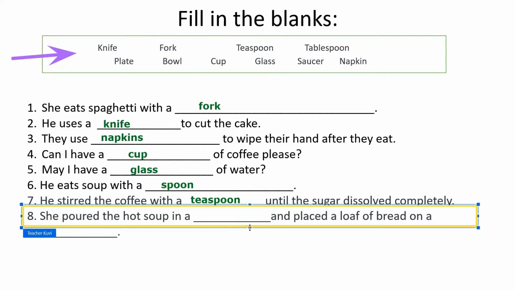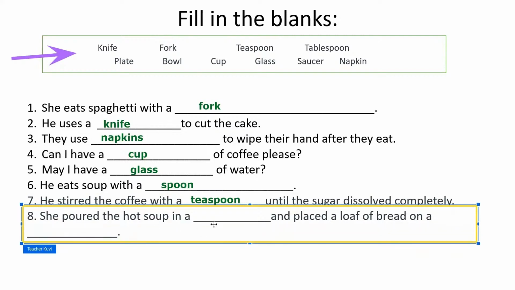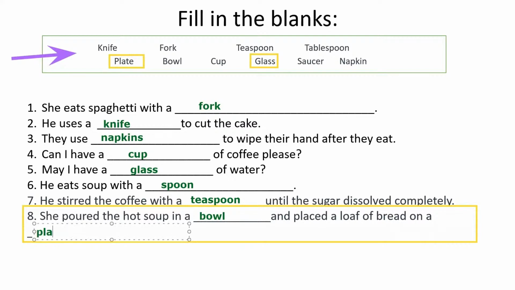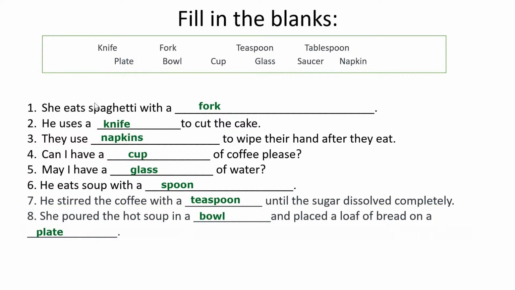And number 8, she poured the hot soup in a bowl. She poured the hot soup in a bowl and placed a loaf of bread on a, what do you think? Should we say on a glass or on a plate? I hope you said a plate. If you did, then you are correct. Okay, perfect. All of our sentences are complete. Let's move on to our next slide.